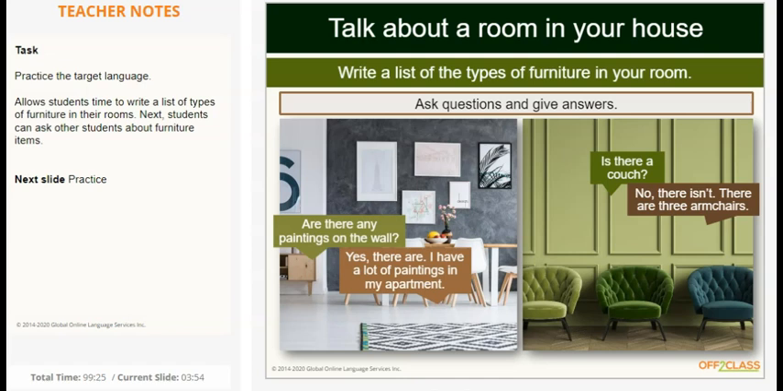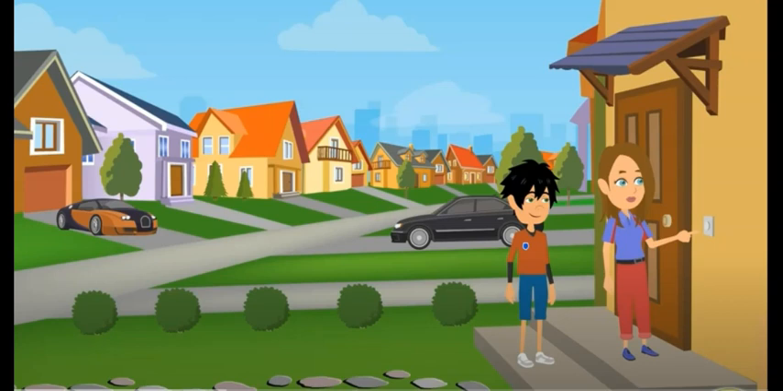Are there any paintings on the wall? Yes, there are. I have a lot of paintings in my apartment. Is there a couch? No, there isn't. There are 3. Now let's watch a little video. This video is talking about your house. How do you talk to someone about your house? What do you say to them when they come in?